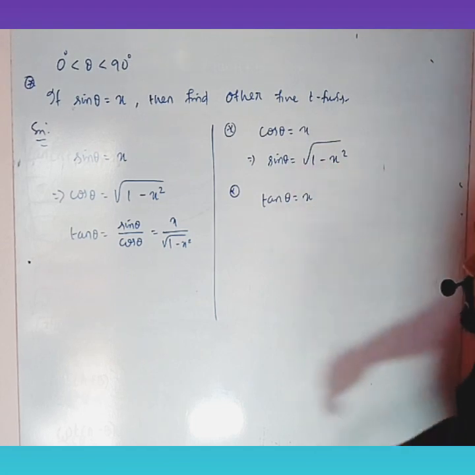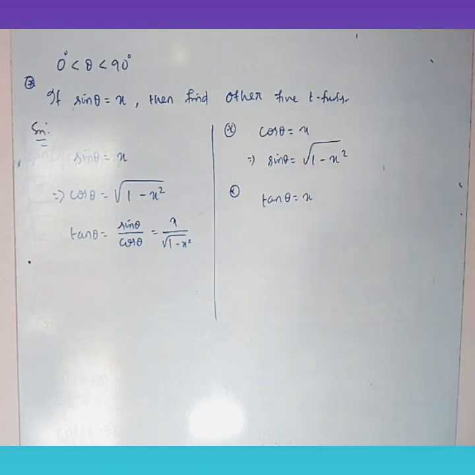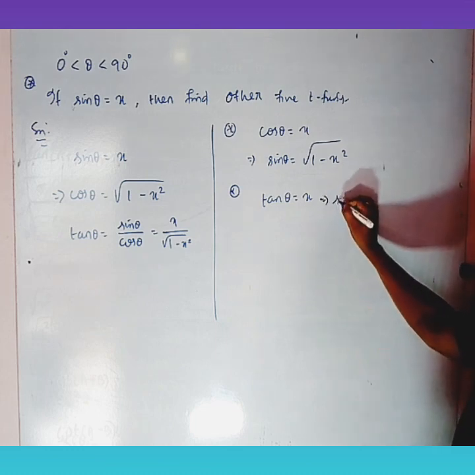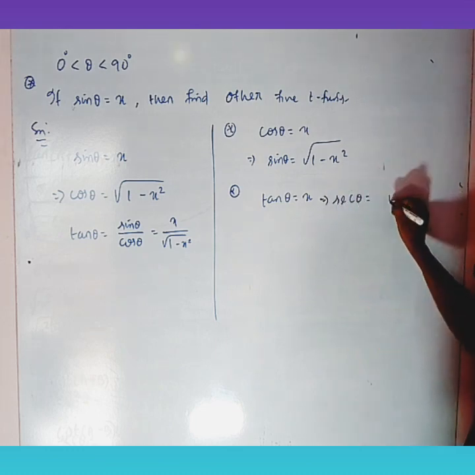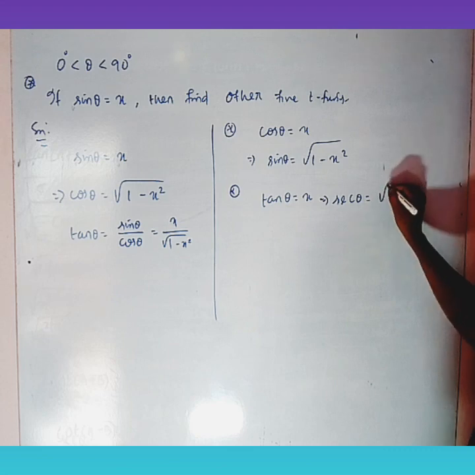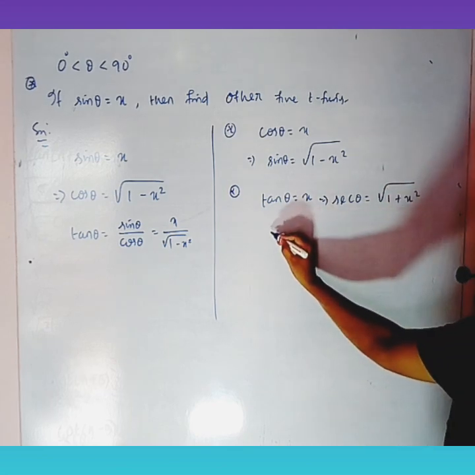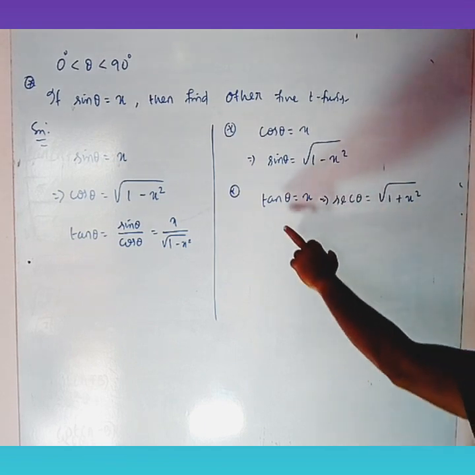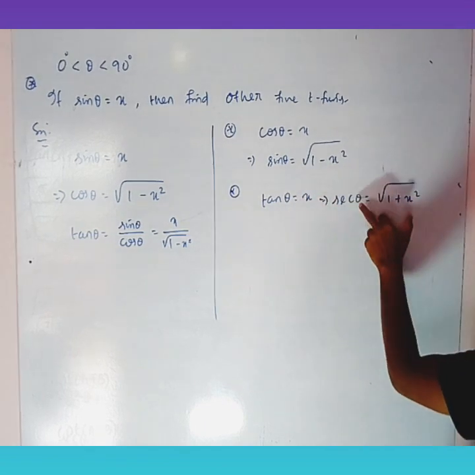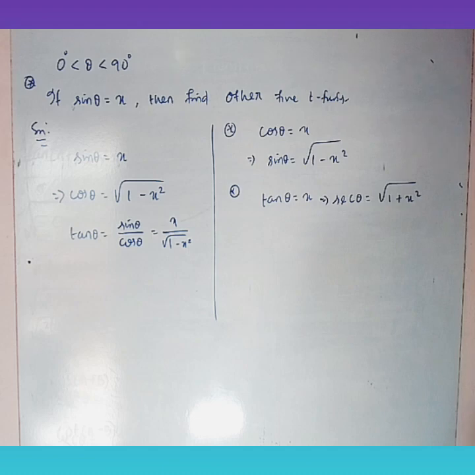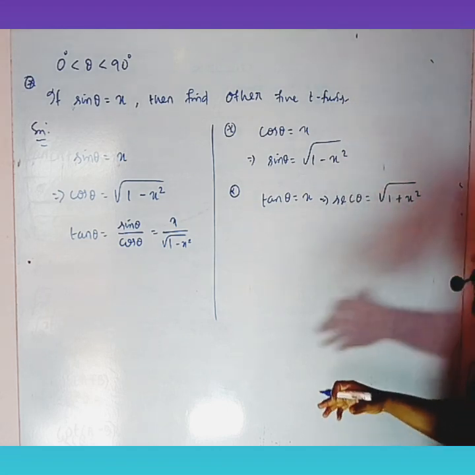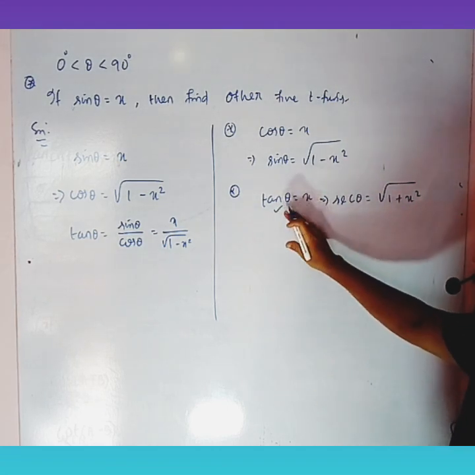So in the same question, if tan theta equal to x, then find other trigonometric functions. If tan theta is x, then immediately we can find sec theta, which is square root of 1 plus x square, as in the trigonometric identity, sec theta and tan theta are related. We need the other 5. If tan theta is given, then we can find immediately cot theta.